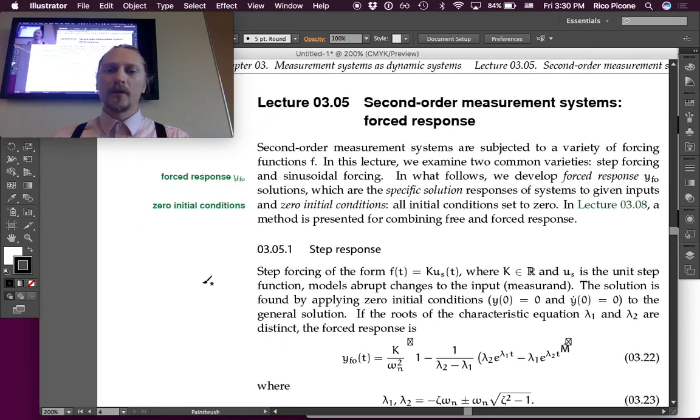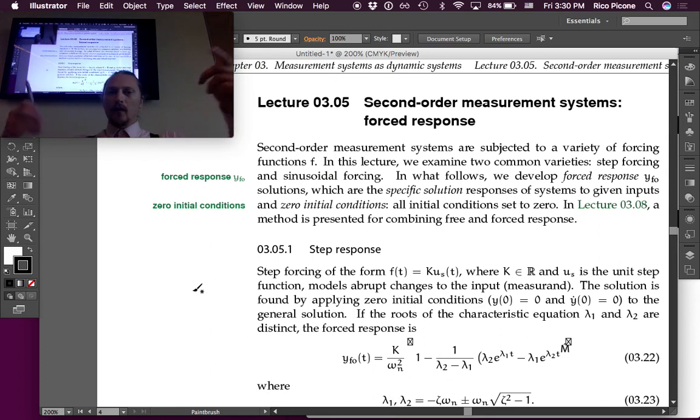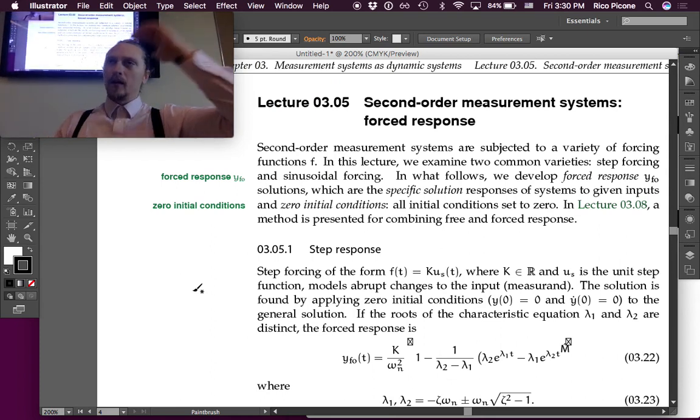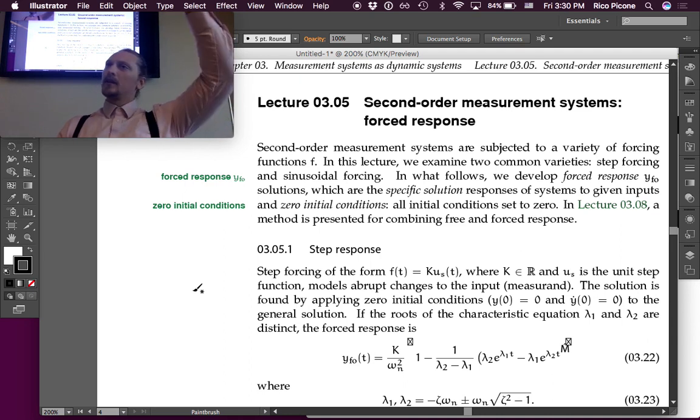So, second order measurement systems. We introduced them previously, and we learned how they respond to initial conditions only, right? Free response.